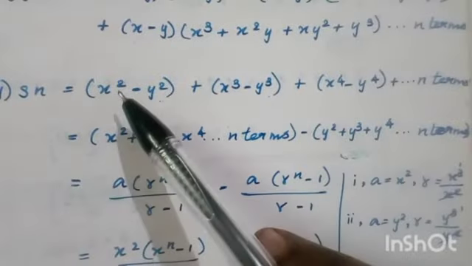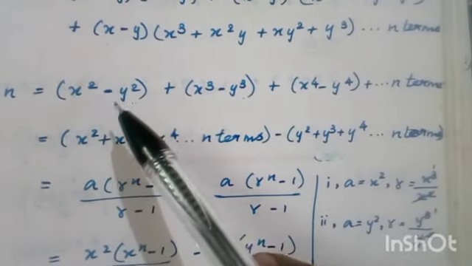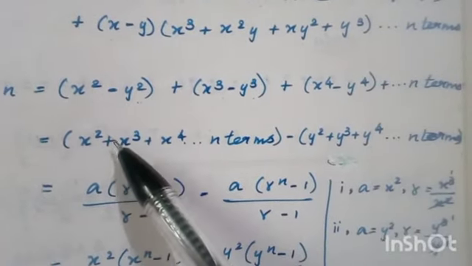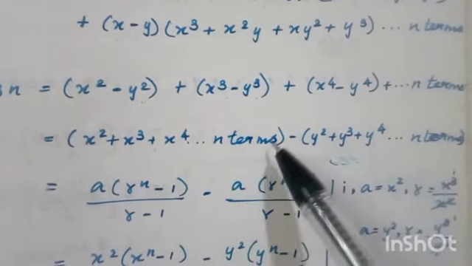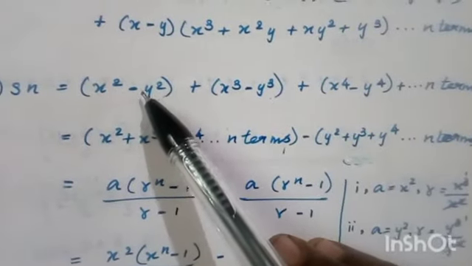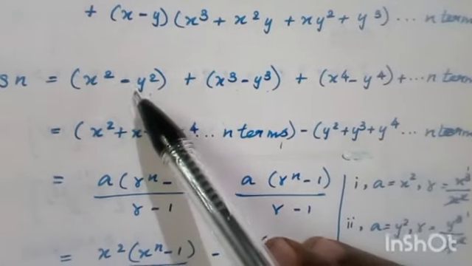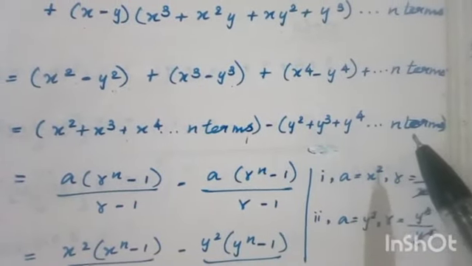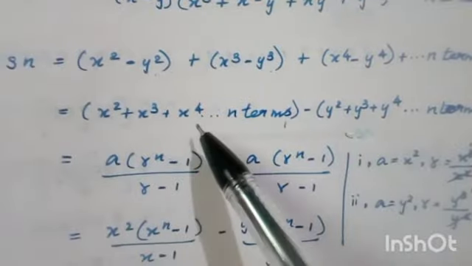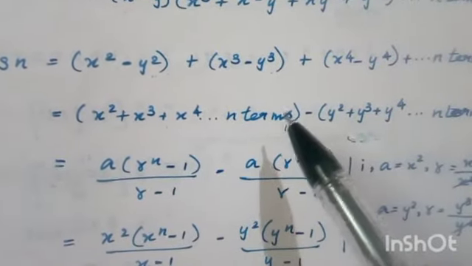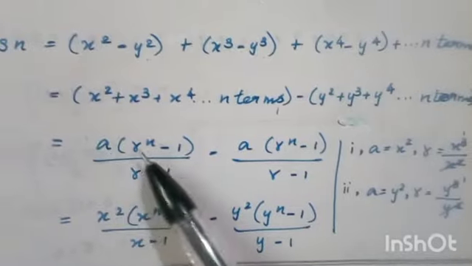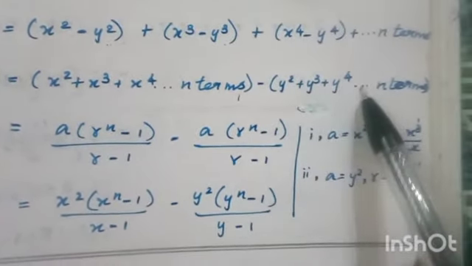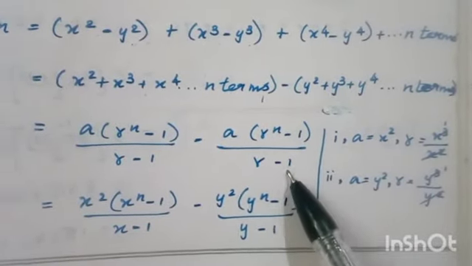Now we have positive terms and negative terms. The positive terms make a group: x square plus x cube plus x power 4 up to n terms. In the second group, the minus is common, so take it outside: y square plus y cube plus y power 4 etcetera, n terms. Now we use the formula for n terms of a geometric series, a into r power n minus 1 by r minus 1.